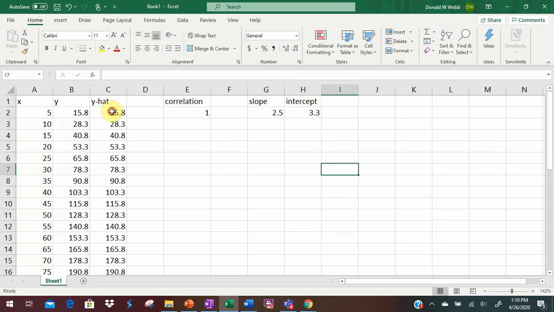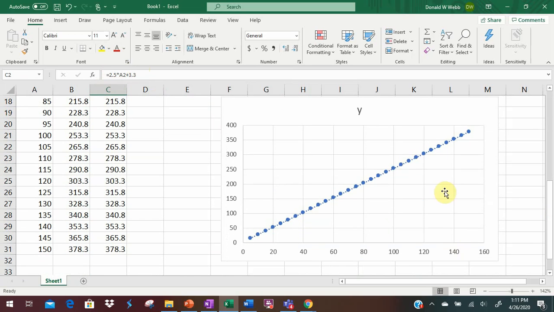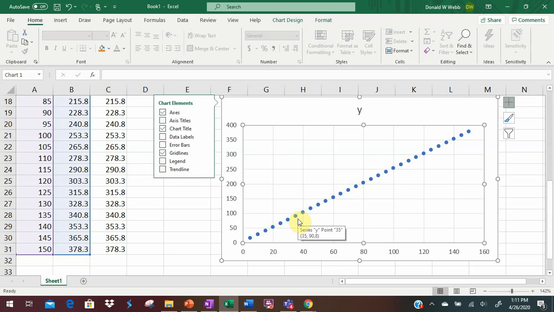Once I got that, I built this as an equation. That's the model. The 2.5 times the x plus the y-intercept. We can also do this here. Now I actually added this, so let me go cut this off. So there was our scatter plot again. The trend line is that line of best fit. That would be the trend line, this dashed line in the back.